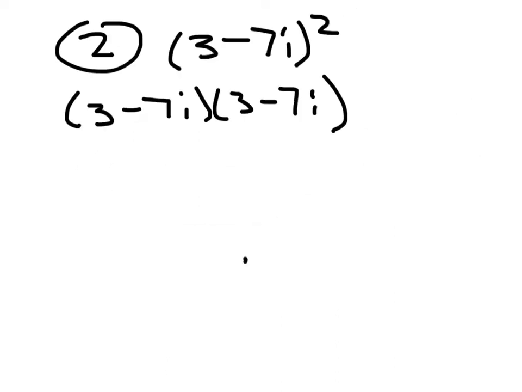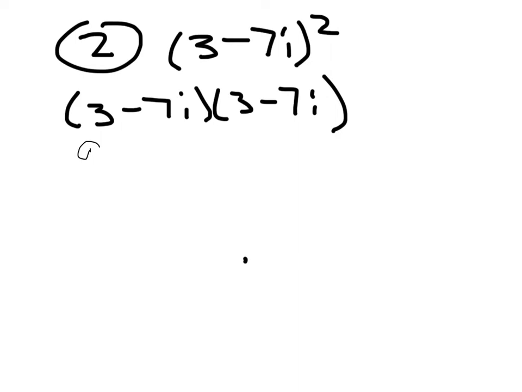When squaring a term, you are multiplying it by itself. When squaring a binomial, it's no different. This is a binomial. It has two terms. The first term is 3. The second term is negative 7i. When we square a binomial, we are multiplying it by itself, which means we are double distributing or foiling.